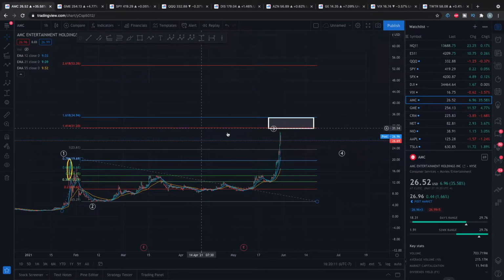So to summarize, we could see a push upwards to these levels, and then we're going to definitely get a rejection and a return to the EMAs in the future. So that's my opinion on AMC. And now I'm going to go to GameStop.